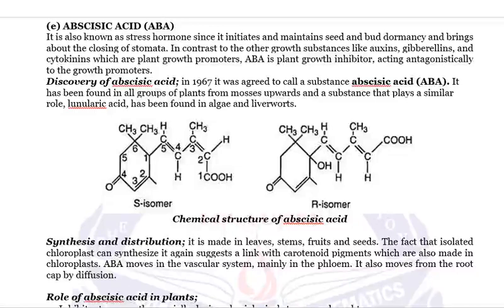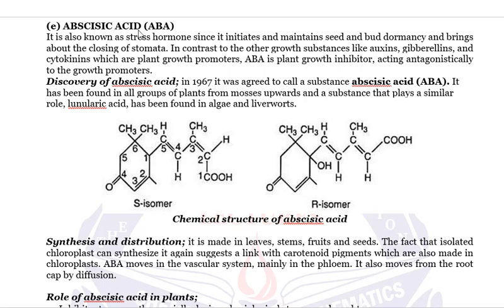Welcome back, friends. Today let's have the last session on our advanced biology coordination, and in this session we are going to discuss abscisic acid. This is one among the phytohormones. However, its effect is more on the inhibition of growth and stimulation of abscission.